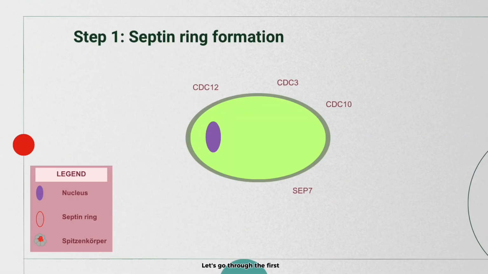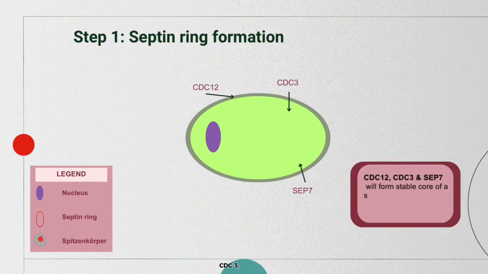Let's go through the first step, which is the formation of a structure called the septin ring. As we can see in this slide, the green object here is yeast and the purple oval shape here is the nucleus of the yeast. Within this yeast cell, there are several subunits that form septin rings, and each of them holds its own function. Cdc3, Cdc12, and Cep7 will form a stable core that helps with cell division.